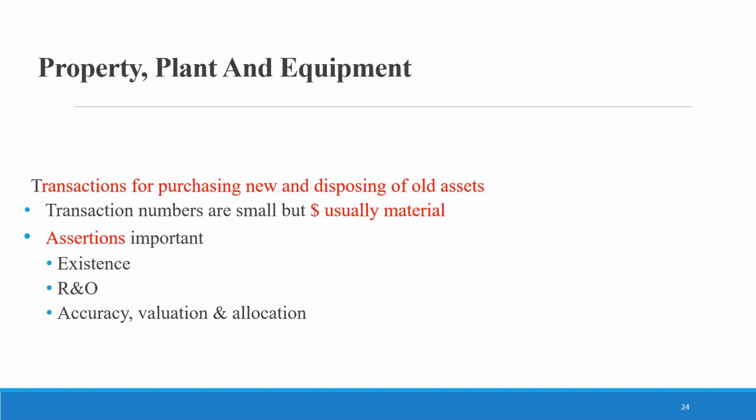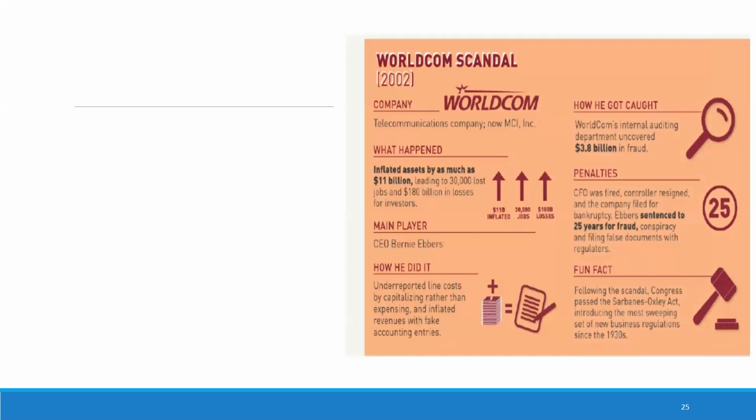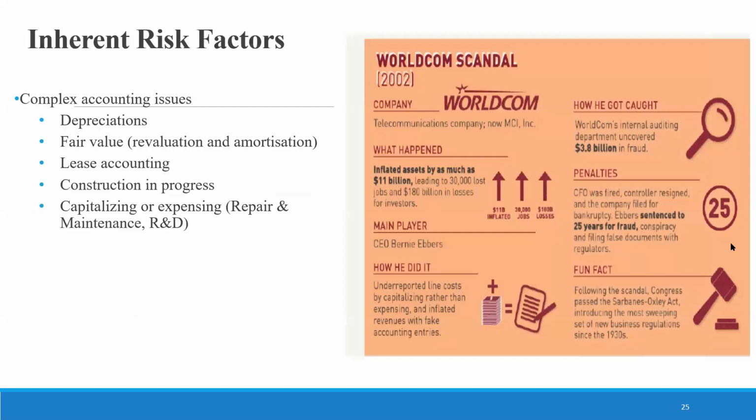Also, the other important assertions: accuracy, valuation, and allocation, right? In the page we have just mentioned, there are a lot of complex accounting issues regarding the PPE items, and a lot of them are about valuation issues. So valuation, allocation, and accuracy is the most complex part of the PPE audit, right? So it will be very hard to audit.